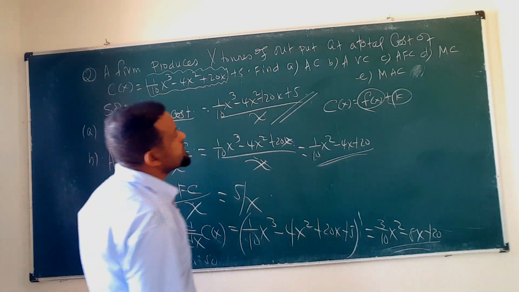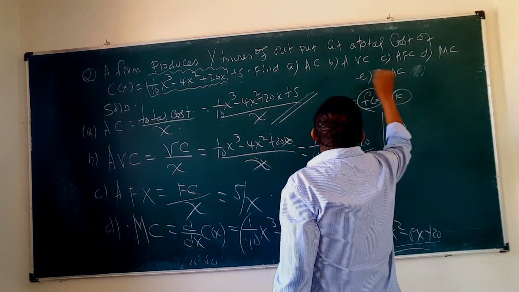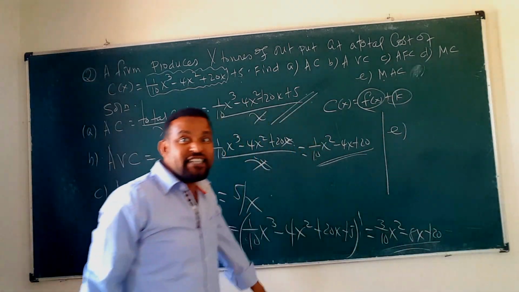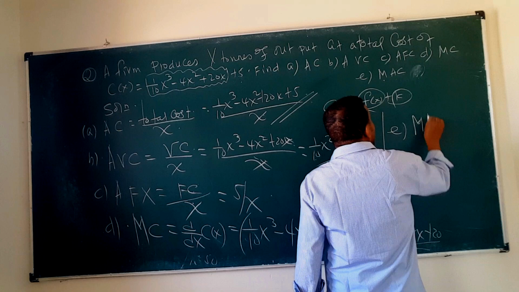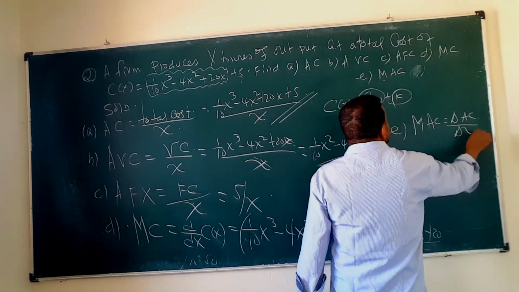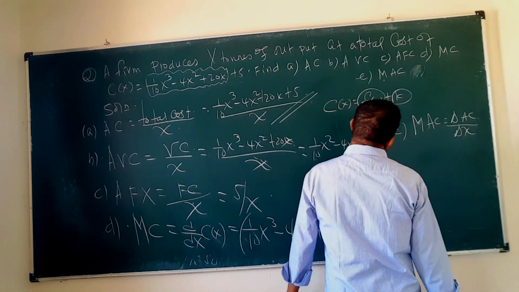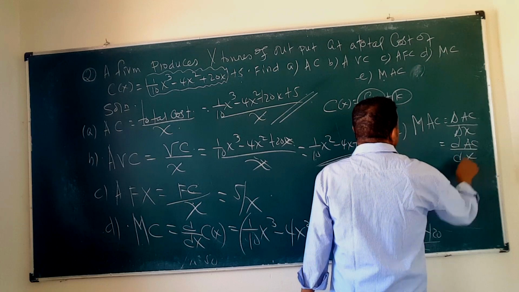Anyway, and question number E is what? The marginal average cost. The marginal average. What's the marginal average cost? The marginal average cost is change in the average cost divided by change. That means the rate of change of the average cost with respect to x. That means the derivative of the average cost with respect to x.